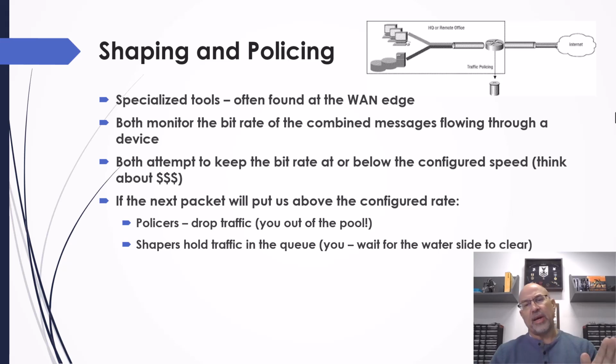A lot of times they're found at the edge of your network, and you can see on right above me here, we're generating all of this traffic and we're sending it out to the internet. And right here on this router is going to be some ability to affect what's going on with the traffic. In both cases, we're going to monitor the bit rates of the messages flowing through the device. We're just going to take a different approach.